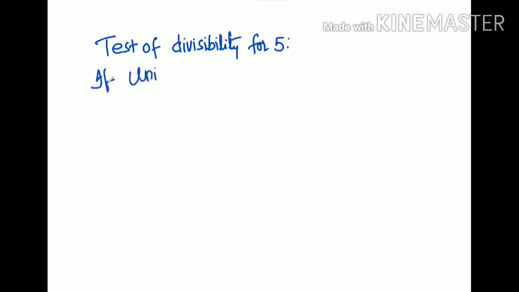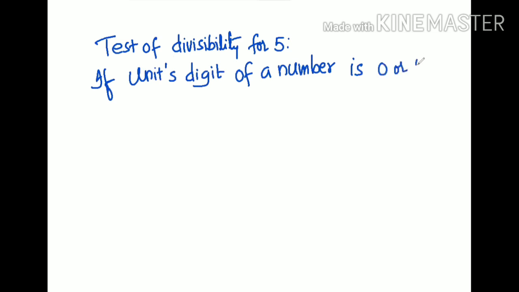Now let us check the divisibility rule for 5. Test of divisibility for 5: if the units digit of a number is 0 or 5, then that number is divisible by 5.